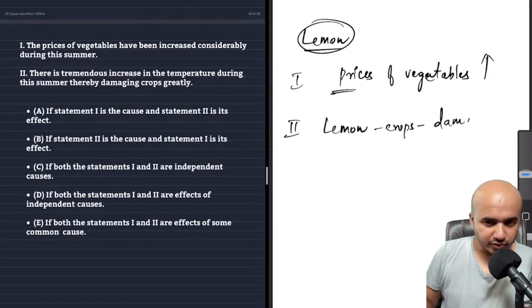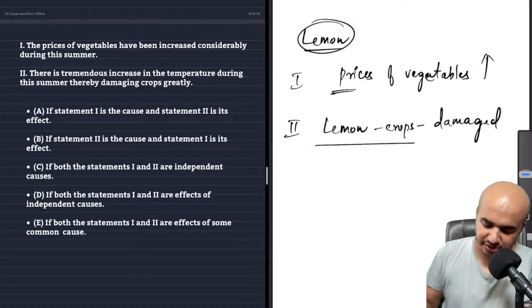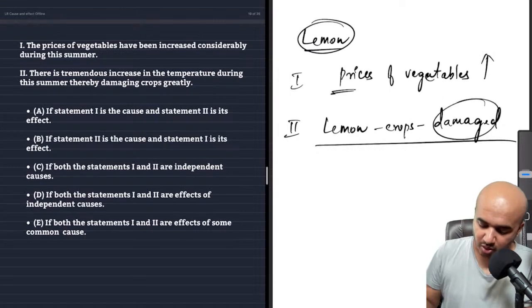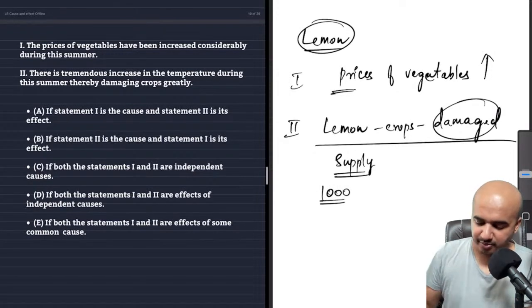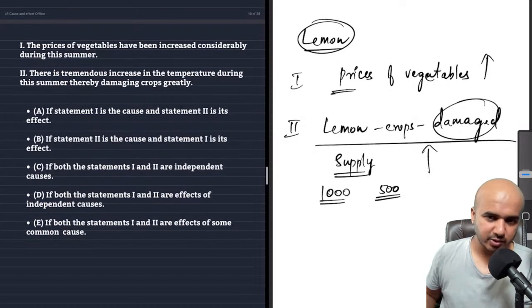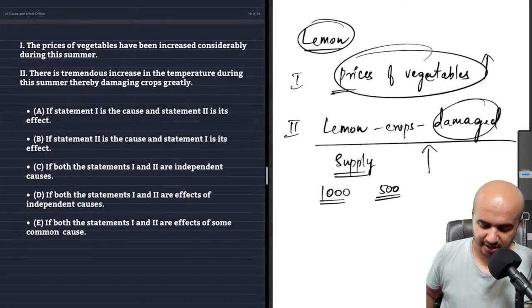So if you think of this, if there is huge damage to all the lemon crops, obviously the supply will be less than usual. If the market required 1000 kgs, right now only 500 kgs of lemon are being supplied because of this. Because of that, the prices of the vegetable have increased. So between these two statements, obviously statement 2 is the cause and statement 1 is the effect. So which option should we select? Option B.